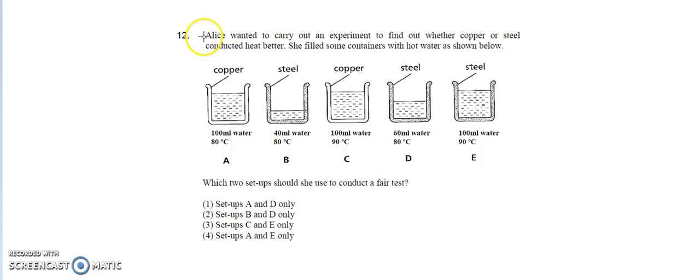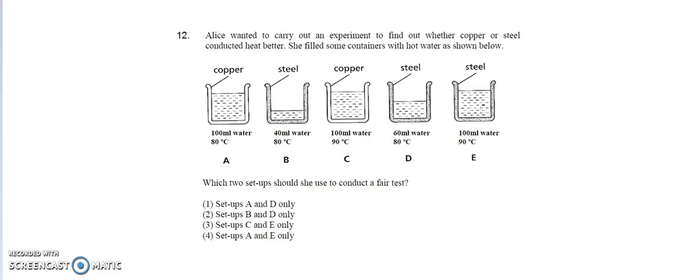Question number 12. Alice wanted to carry out an experiment to find out whether copper or steel conducted heat better. She filled some containers with hot water as shown below. So these are the containers with hot water. Okay, they are made of either copper or steel, and they have a certain volume, and the water is at a certain temperature. So the question is, which two setups should she use to conduct a fair test?